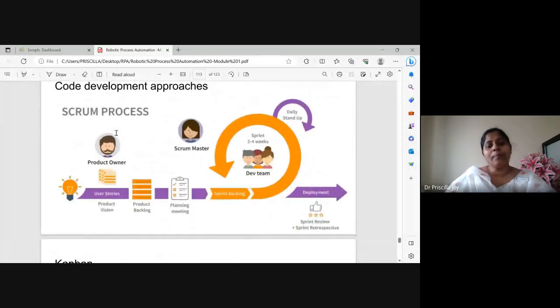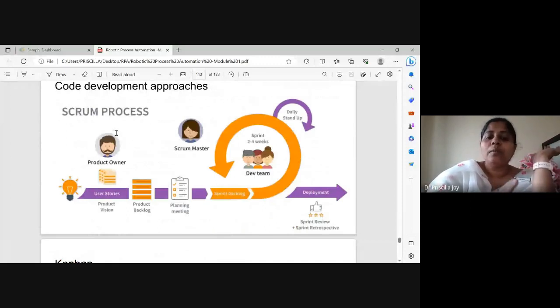And the code development approaches for which we'll be using this Scrum process. So for which we'll be having some product, based on which we'll be having a vision like this is the way we need to proceed with, and this is how we need to develop a particular product or project. So for which we'll need to take into account what are all the backlogs which are there based on such product development which happened before.